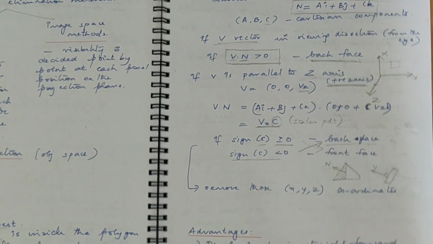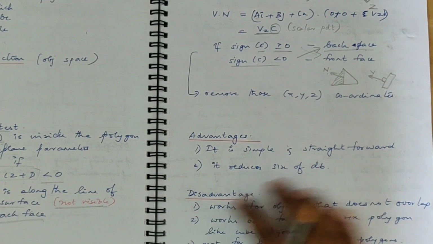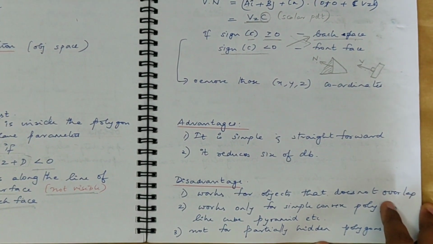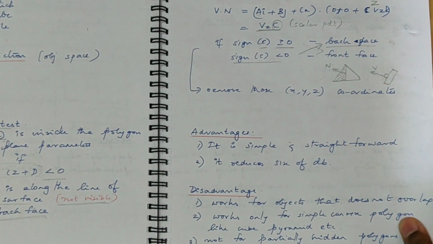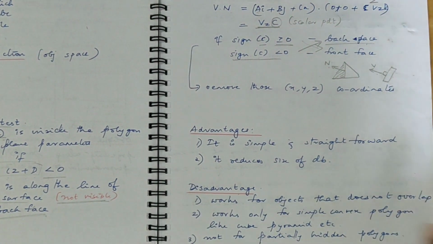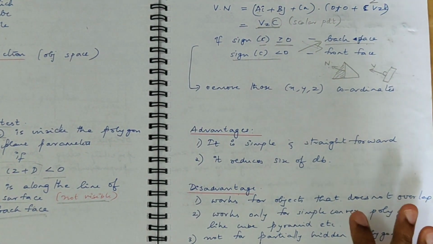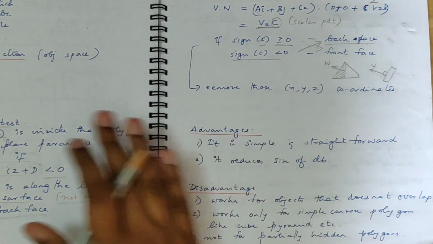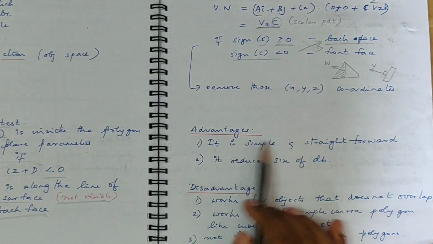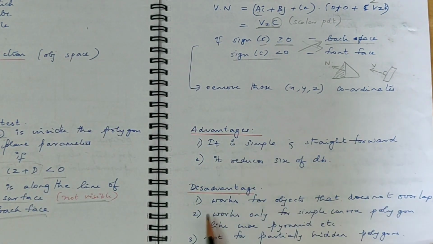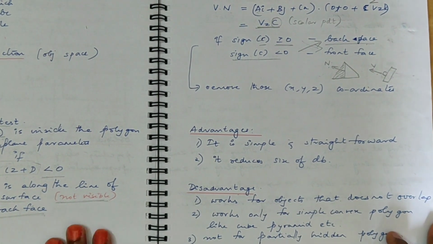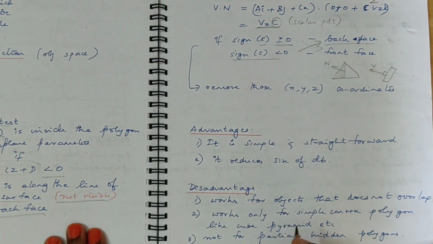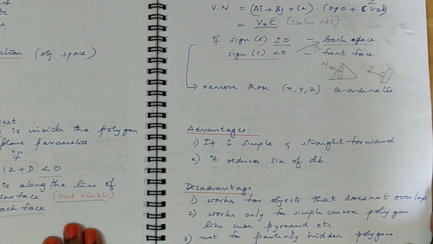Let us see the advantages and disadvantages of this method. The advantage is that it is a very simple and straightforward method. You don't have much complication in this, and since you are not storing the back faces, it reduces the size of the database.